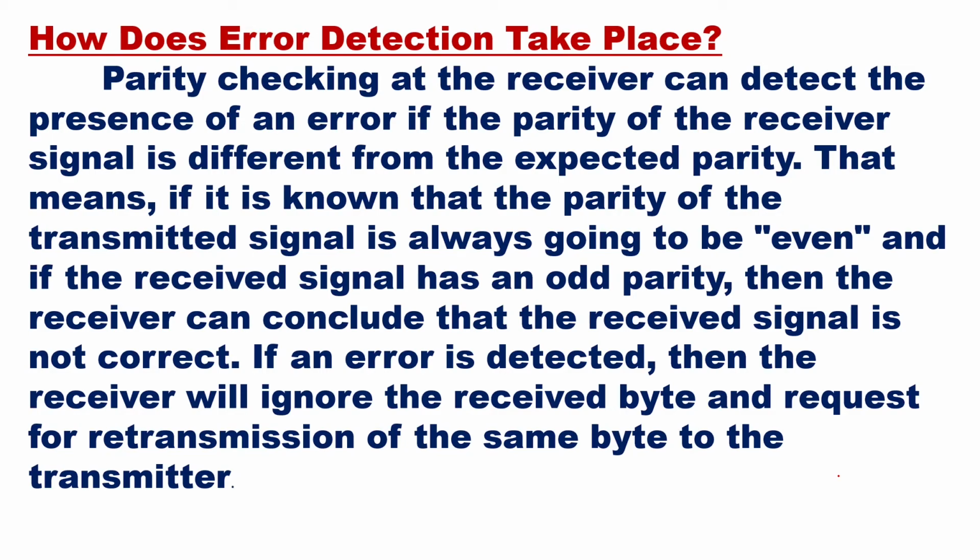That means if it is known that the parity of the transmitted signal is always going to be even, and if the received signal has an odd parity, then the receiver can conclude that the received signal is not correct. If an error is detected, then the receiver will ignore the received byte and request retransmission of the same byte from the transmitter. So this is the simplest way of detecting error, which is called parity check bit coding.